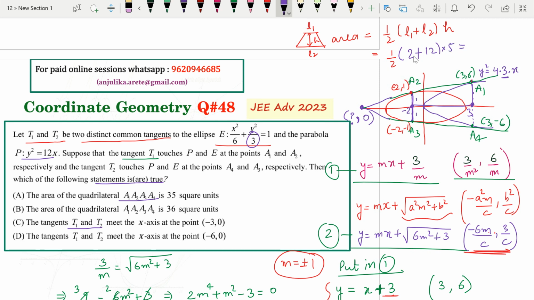How much are we getting? 14 upon 2, that's 7, times 5, that's 35. So I got the area to be 35 square units. So option A is the correct one.